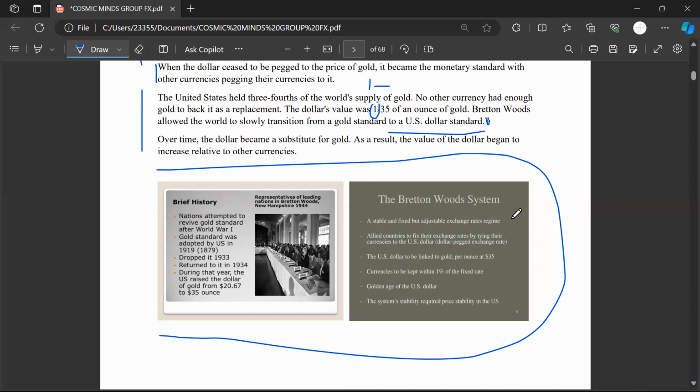Now, allied countries fixed their exchange rates by tying their currencies to the US dollar, right? The US dollar was linked to gold at $35 per ounce. Currencies were to be kept within 1% of the fixed rate. When it comes to exchange rates, the central bank of every nation has a way of dealing with that. We call it monetary policies, right?